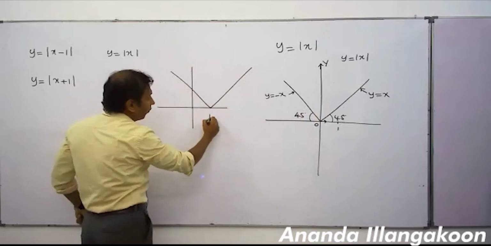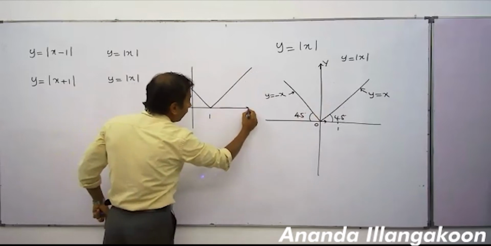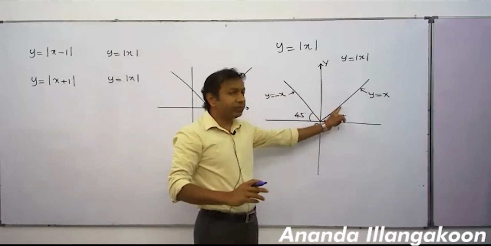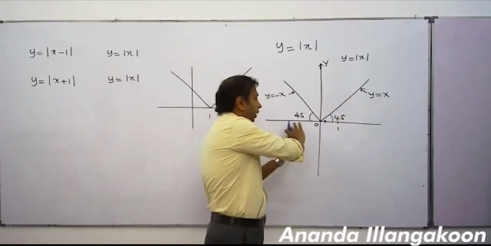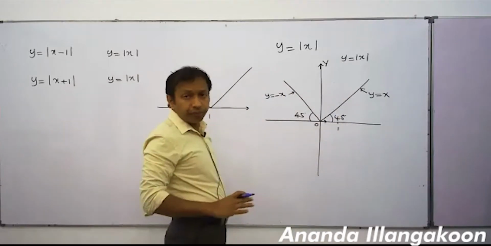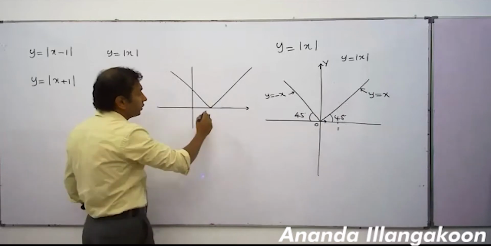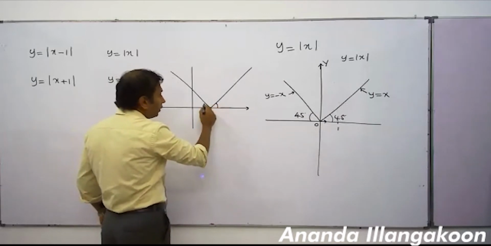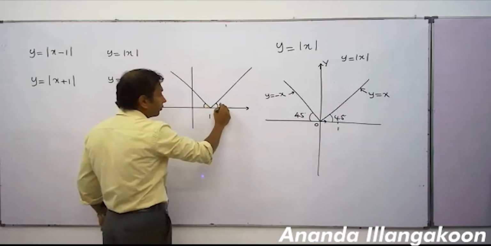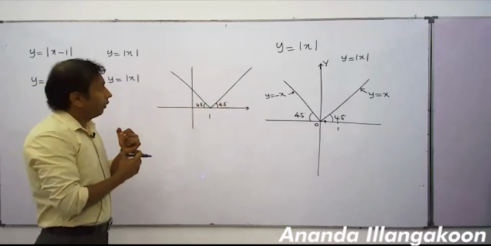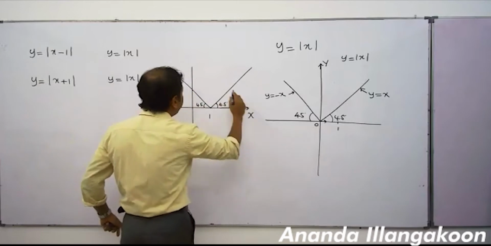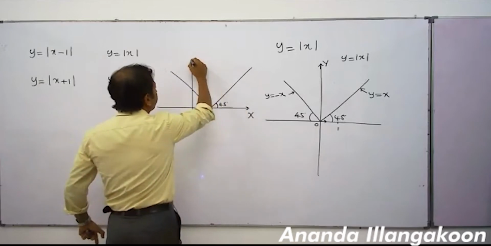This is the 1. Now this graph, the inclination of these branches, we don't change. The whole thing we take to the right-hand side by 1 unit. Okay. So therefore, still this angle is 45. Then this is the x-axis, this is the y-axis.